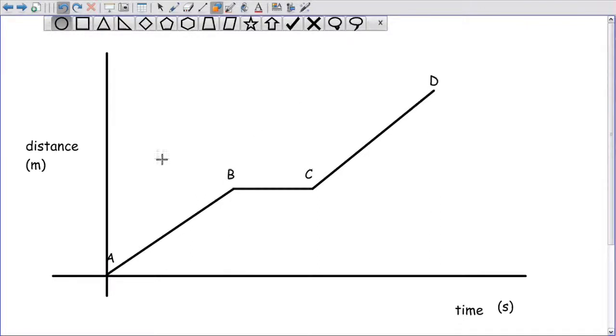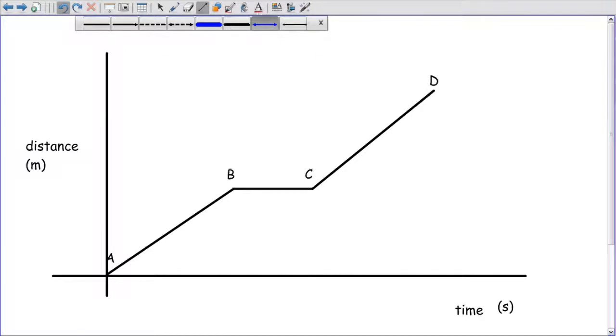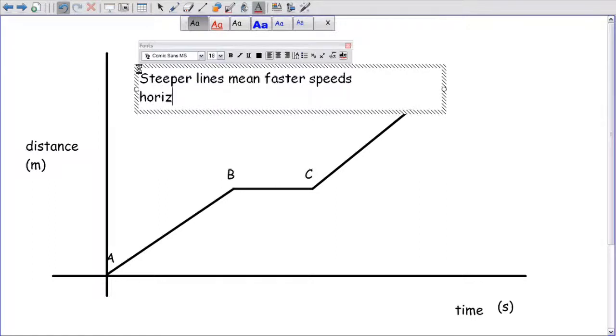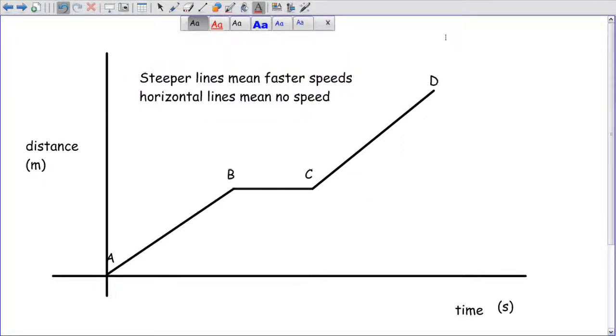The complicated way of saying that is that the average speed is the gradient of that graph. That is the change in the y-axis divided by the change in the x-axis. But for a formula as simple as average speed, just read off the numbers. Since it is the gradient, we should be aware of the fact that steeper lines mean faster speeds, and horizontal lines, because they have no gradient, mean no speed, so it's stationary. Okay, first one done. Easy peasy on motion.